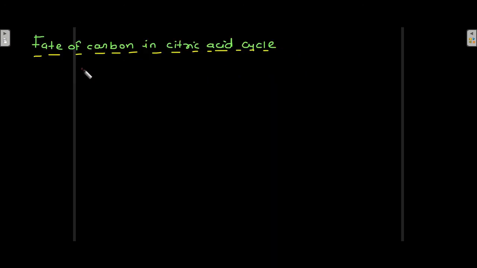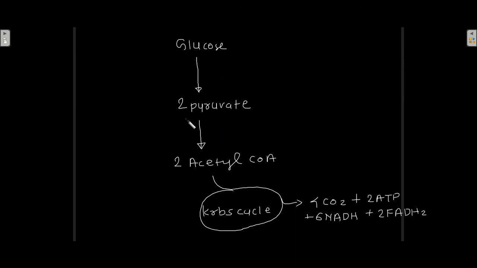Now let's look at the fate of carbon in the citric acid cycle. Glucose is converted into 2 pyruvate, and then those 2 pyruvates are converted into 2 acetyl coenzyme A. Now these 2 acetyl coenzyme A molecules enter the Krebs cycle, and the Krebs cycle converts them into 4 carbon dioxide, 2 ATP molecules, 6 NADH molecules, and 2 FADH2 molecules. Okay, these are the products, and these molecules are produced from 2 acetyl coenzyme A entering into the Krebs cycle.